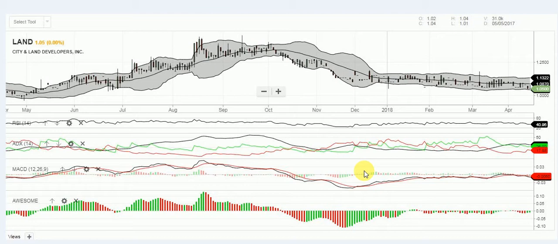So the first view, you will see the five windows. The first being the price and the Bollinger Bands plus the moving averages, which we cannot really see here. The second window is the RSI, the Relative Strength Index. The third is the ADX line. The fourth is the MACD. The final window is the awesome oscillator.